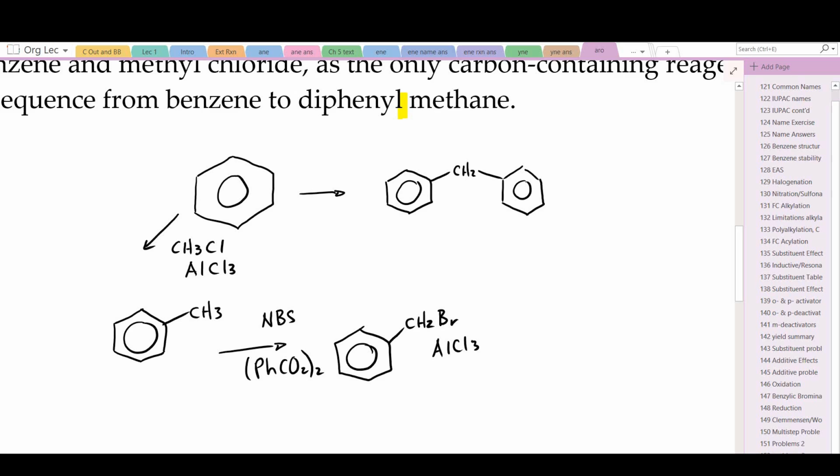What happens here is the bromine leaves, if you will, to bond to the aluminum, just like chlorine would, forming a carbocation, a benzyl carbocation. And so then we can react this with benzene in a Friedel-Crafts alkylation reaction. Tricksy again. That should work.